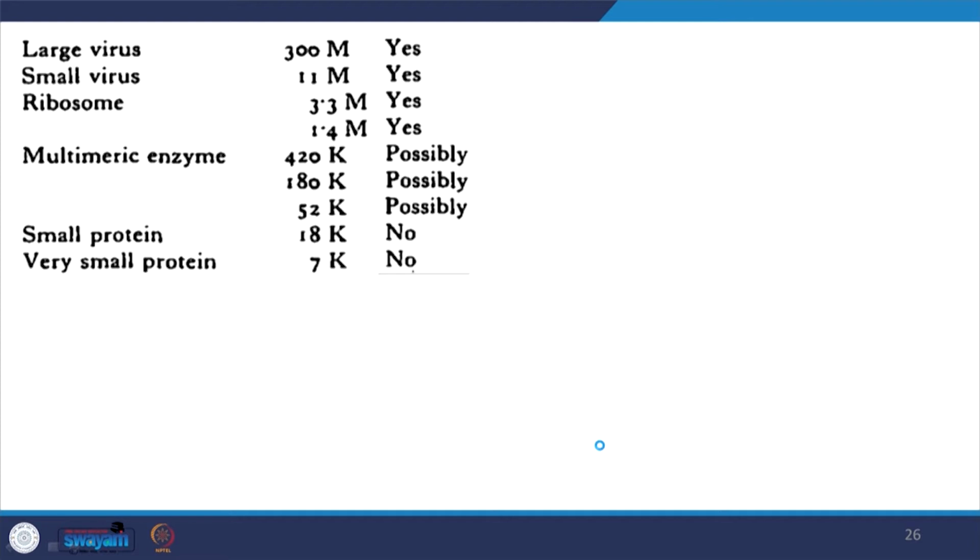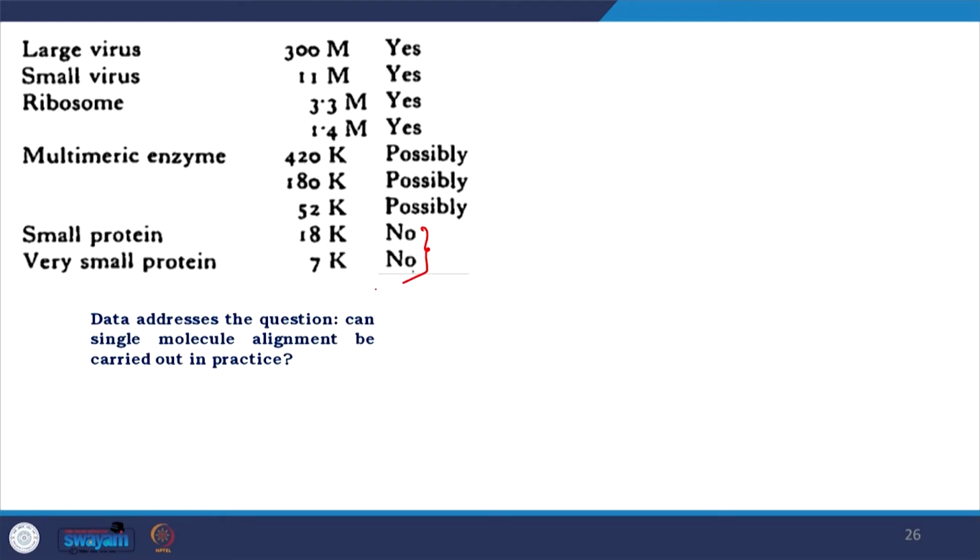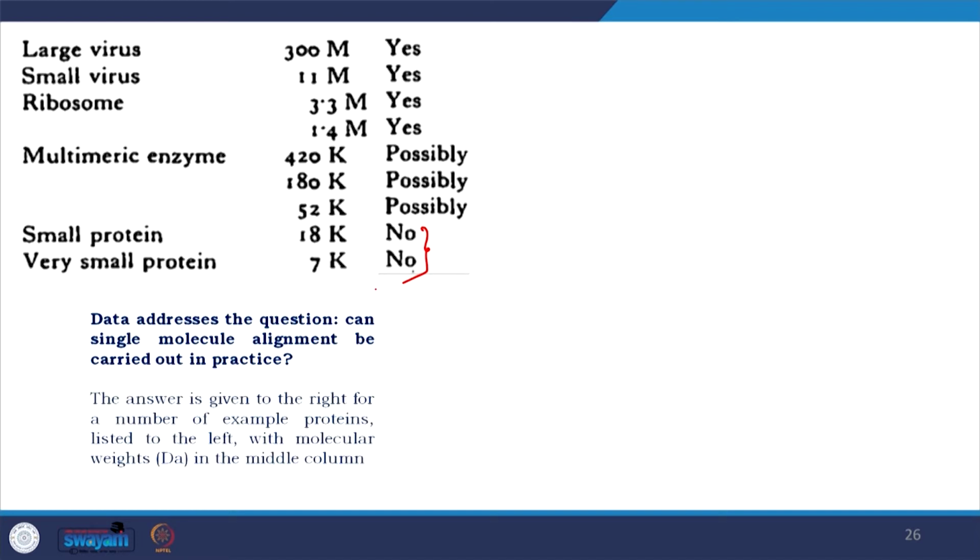It is possible for a small virus, 11 megadalton. Possible for the ribosome, 3.3 megadalton and 1.4 megadalton, for eukaryotic and prokaryotic. Possible for a multimeric enzyme, 420 kilodalton, 180 kilodalton, 52 kilodalton, yes possible. A small protein or very small protein peptide, it is not. So, this data addresses the question, can single molecule alignment be carried out in practice? The answer is given to the right for the number of example proteins listed to the left with molecular weight in the middle column.